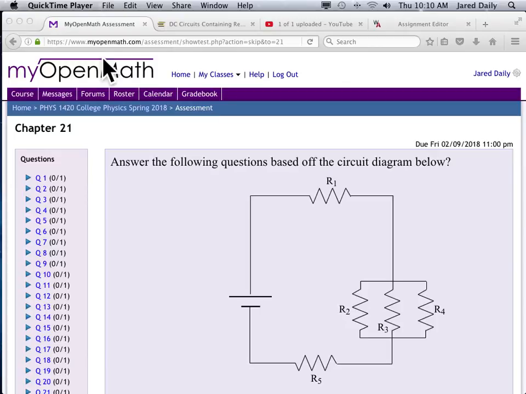What kind of loop? Clockwise or counterclockwise?